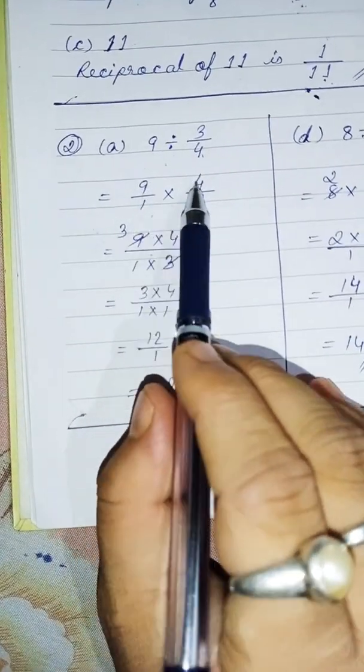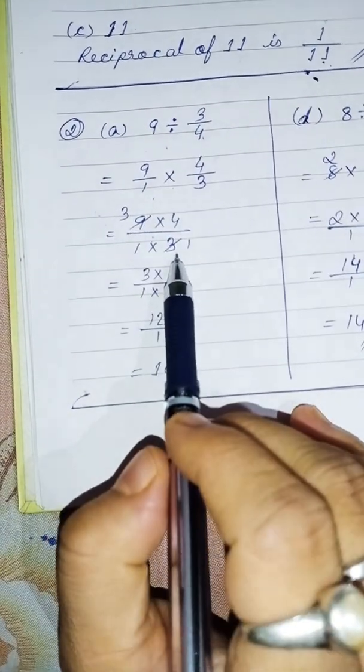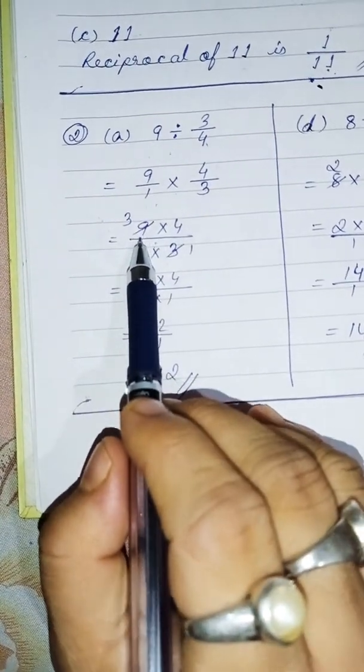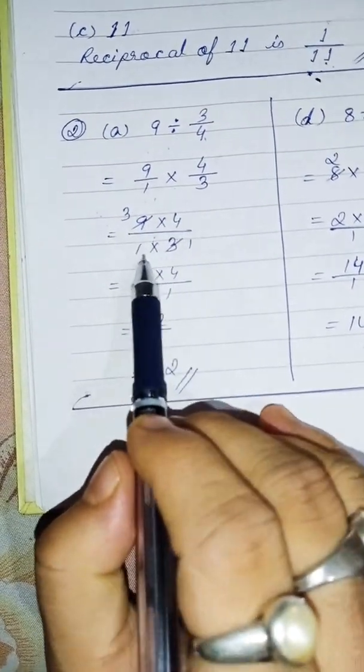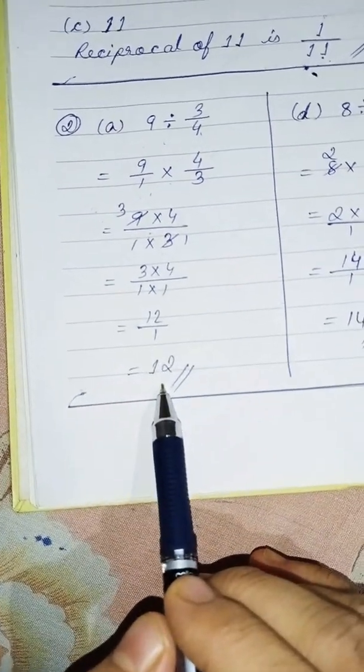So now we have numerators 9 and 4, denominators 1 and 3. As you can see, 3 and 9 are both multiples of 3. So 3 one times gives you 3, 3 three times gives you 9. So 3 into 4, 1 into 1, 12 by 1, and 12 by 1 can be written as 12.